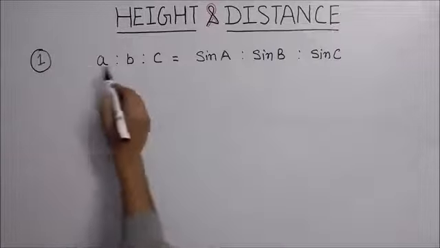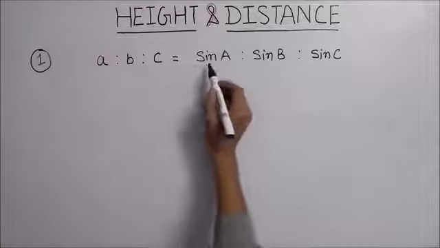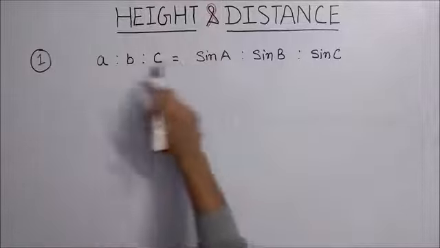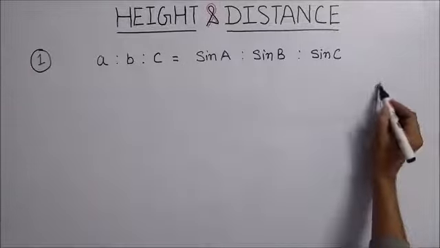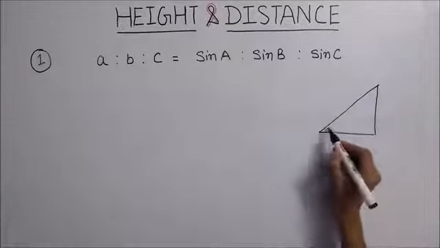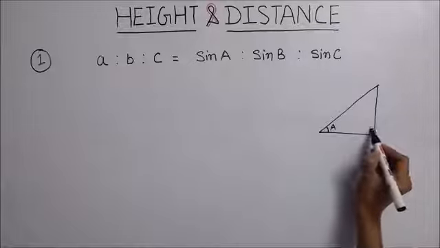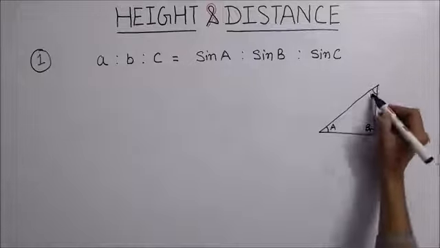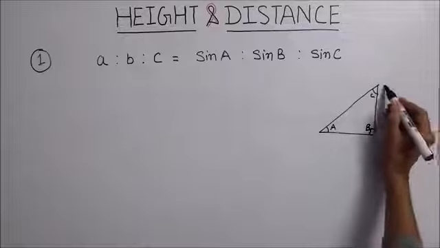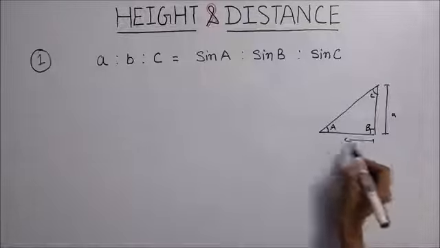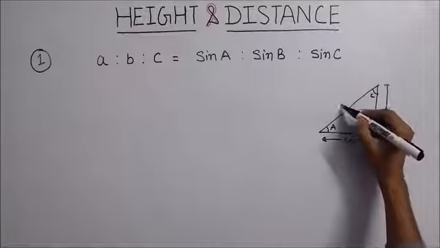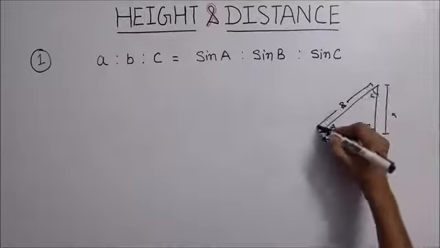The sides A, B, C are in the ratio of the sines of the angles, that is sine A, sine B and sine C. If we draw the diagram, this is A and this is B, 90 is C. Opposite to angle A is side A, opposite to angle C is side C, and opposite to angle B is side B.